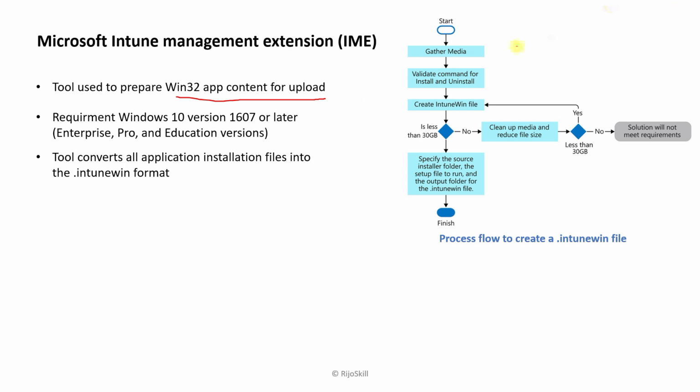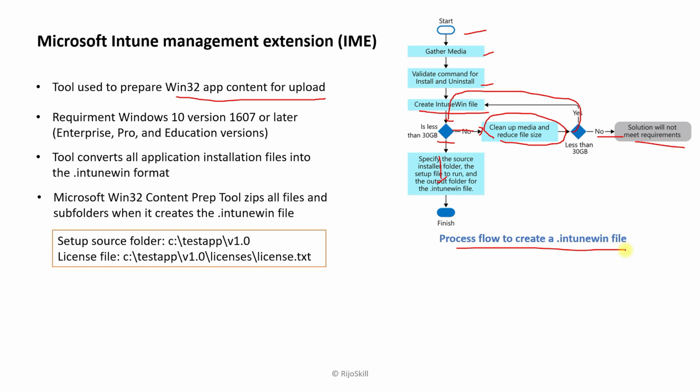And here is the process flow. You need to start and then get the media. Then validate the command for the installation and uninstallation for the Microsoft Intune management tool. After the file is created, it will be checked: if it is less than 13 GB, the process will be completed. If it is more than 13 GB, the process will not go into the installation. It will ask you to reduce the size to below 13 GB. Then if yes, it will go back through the process. If no, the solution will not meet the requirement. This is the process flow of the Intunewin file.